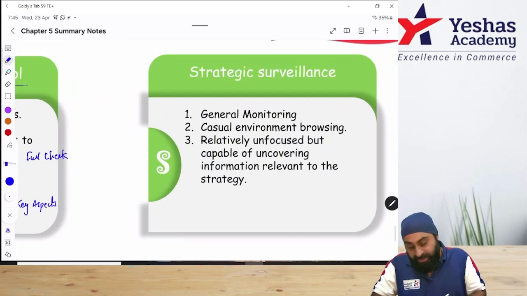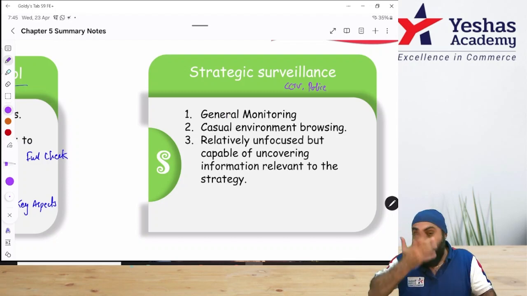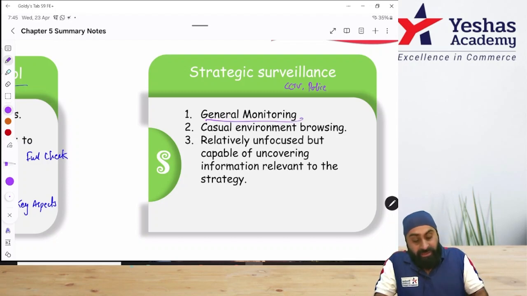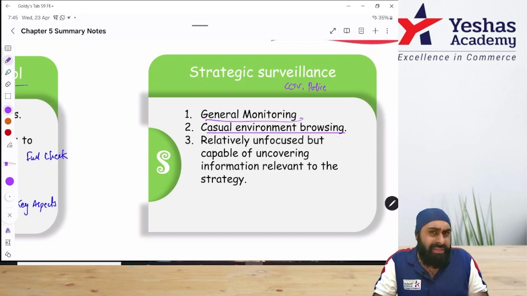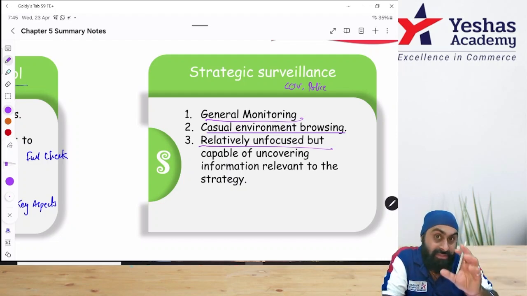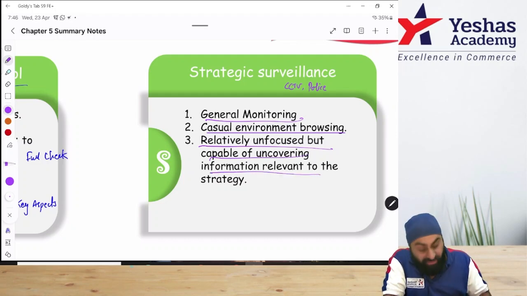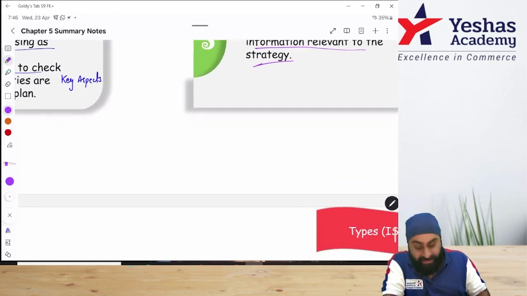Strategic surveillance. When we talk about strategic surveillance, surveillance is used in the word CCTV. It is also used by police that they're doing street surveillance. It's a general monitoring. It is a casual environment browsing where you're not going to detail into it. It's relatively unfocused, but when you do a surface check, you come to know whether there is a problem. And if there is a problem, you will try to rectify that. So it's capable of uncovering information related to strategy. It's a very important process.